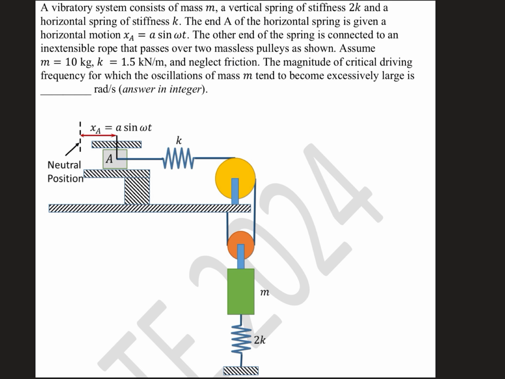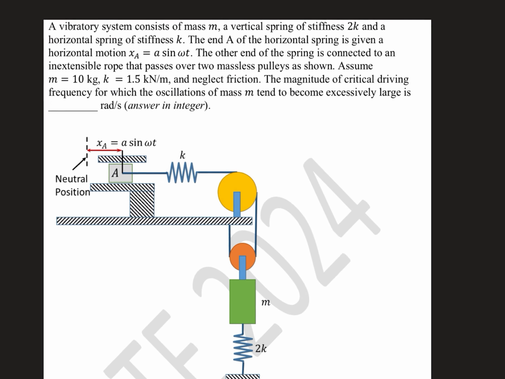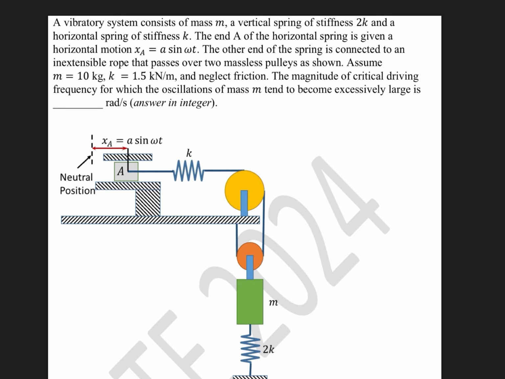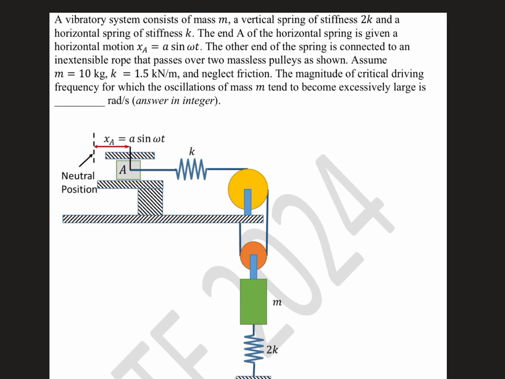My request to the audience is that you spend some time reading the question. So, here is the question. You can see there are two massless pulleys. There is a mass, little m, then there is a spring of stiffness 2k, then there is another spring of stiffness k. And here lies the beauty of the problem.